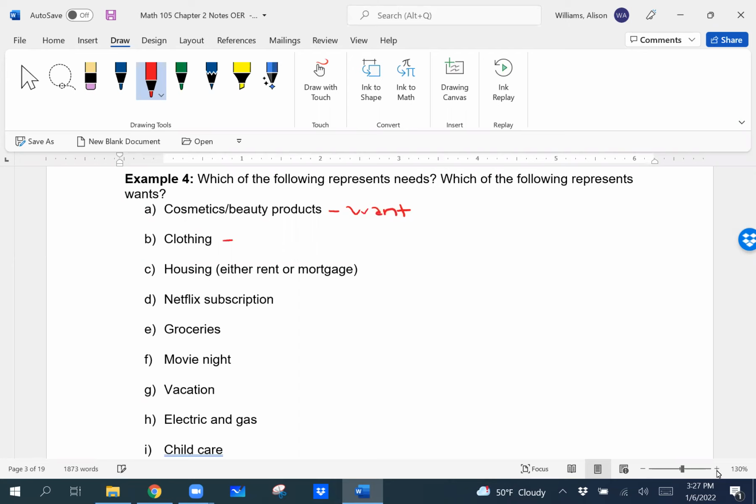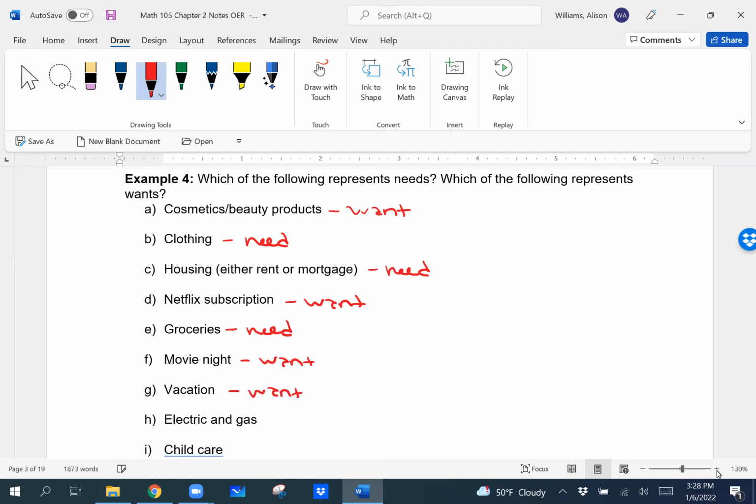Clothing, that's a need. And the reason is if you go without clothes, especially if it's cold, you could die from exposure. Okay. But you also get arrested. So yeah, we need our clothes. Housing, that is a need. Netflix, it is a want. Groceries, that's a need. Food is needed. A movie night, that's a want. A vacation, that's a want.